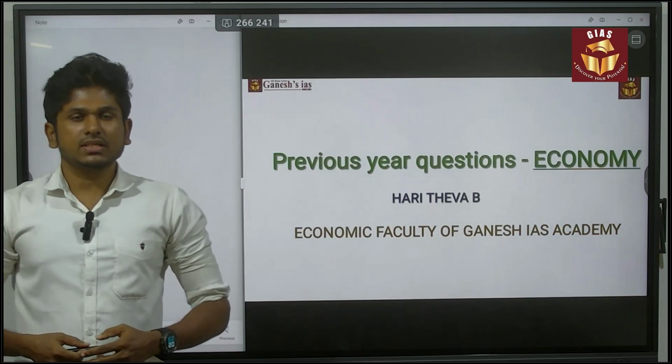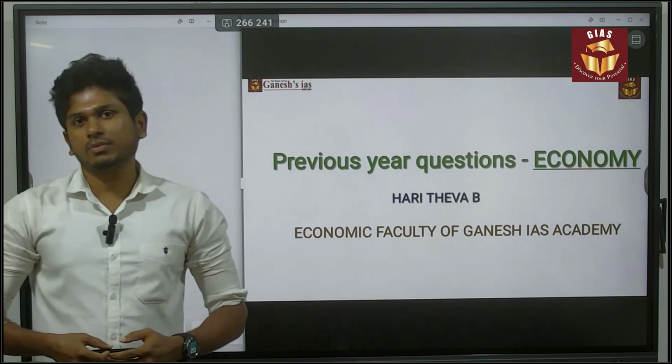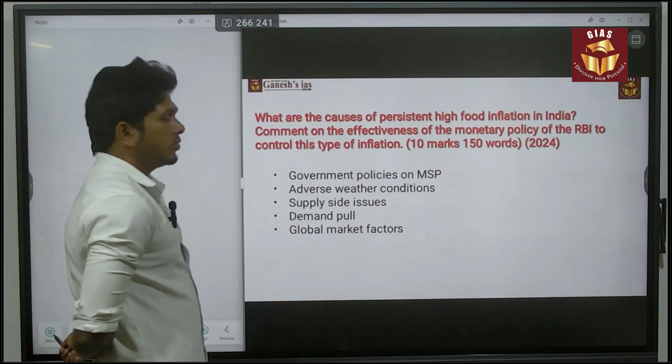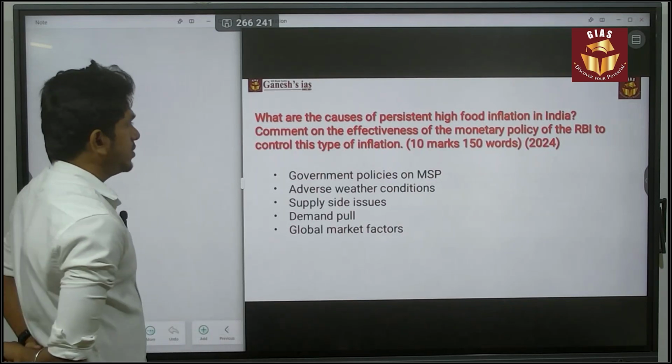This is the special session. In this session, we are going to discuss the previous year UPSC Mains economics question. Let's begin the session. This question was asked in 2024, which means it's the last Mains. It is a 10 mark, 150 words question.